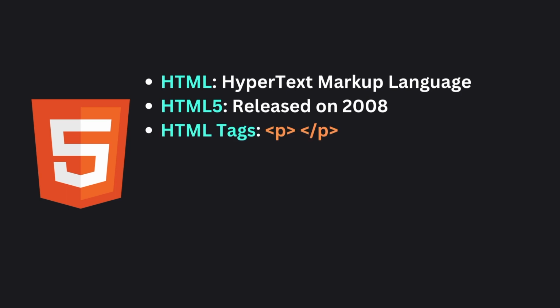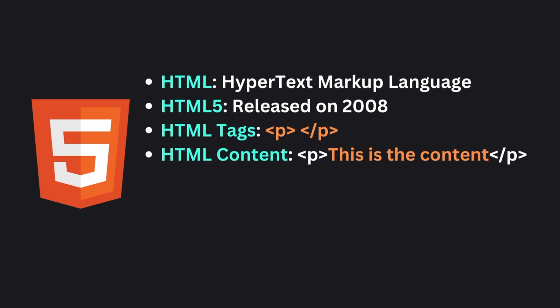What are HTML tags? We use HTML tags to create the structure of a web page, to add headings, paragraphs, images, videos, and everything on a web page. HTML tags usually have opening and closing tags. For example, for the paragraph tag, you can see it has an opening and closing tag. There are also some tags which are self-closing, but most of the tags have an opening and closing tag like this.